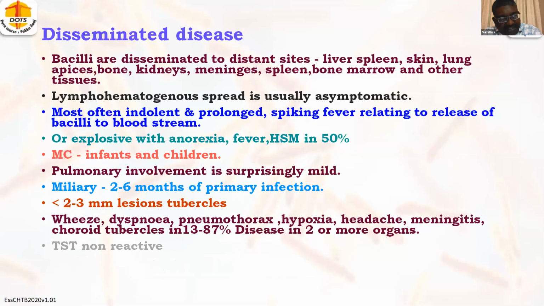Most commonly seen in infants and children. The pulmonary involvement in disseminated disease will be surprisingly mild. Miliary TB occurs 2 to 6 months after primary infection, and the lesions of tubercles will be less than 2 millimeter. Dyspnea, pneumothorax, hypoxia, headache, meningitis, choroid tubercles in 13 to 87%, and disease should be there in more than 2 organs if it should be miliary, disseminated one.